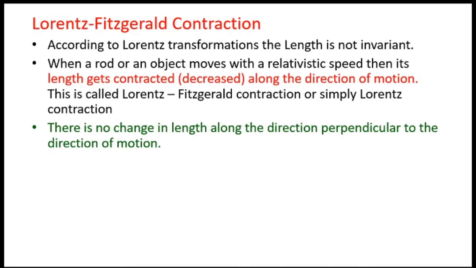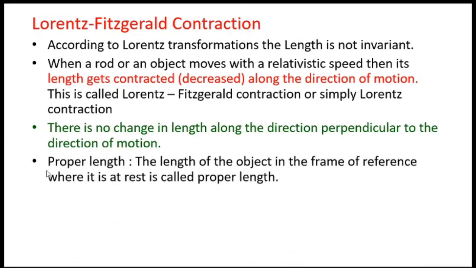Now to understand this, suppose we have to see some terminologies. The first is proper length. The length of an object in the frame of reference where it is at rest is called the proper length. Now whichever frame you are taking into consideration, if the rod is at rest in that frame, then the measured length of the rod in that frame will be called the proper length.